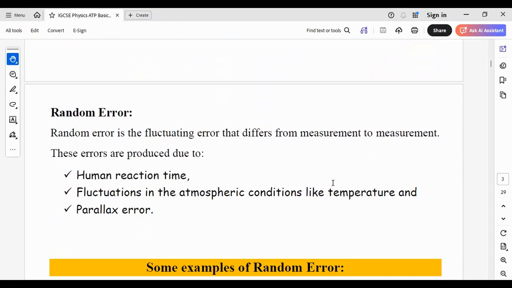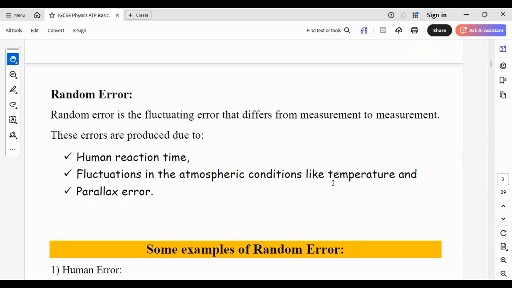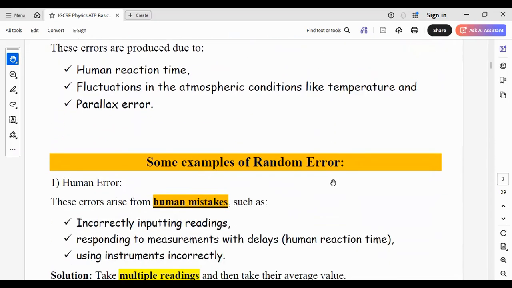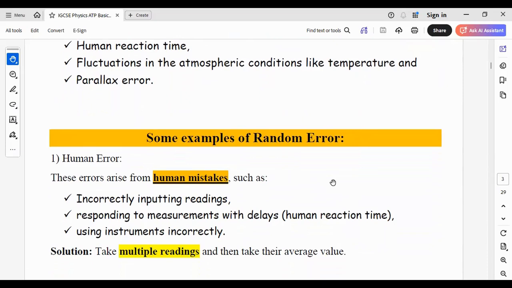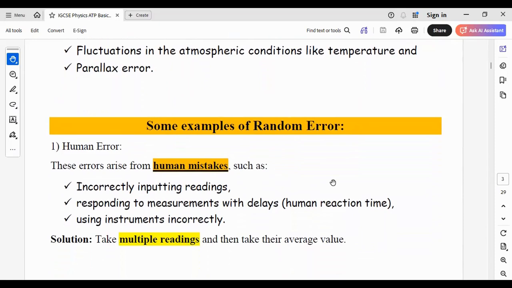Random errors. These are basically fluctuating errors that differ from measurement to measurement and are caused by human reaction time or fluctuations in atmospheric conditions like temperature. And the last one that's very important is the parallax error. Let's discuss some examples of random error. The first one, let's discuss the human errors. These are caused by human mistakes. For example, incorrectly inputting the readings, responding to measurements with delays, like the human reaction time error that we usually get in the simple pendulum experiment, or using the instruments incorrectly.